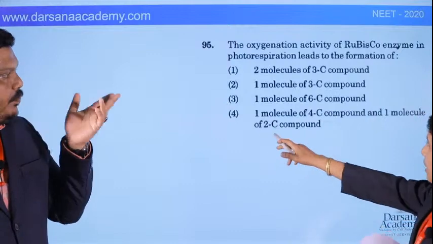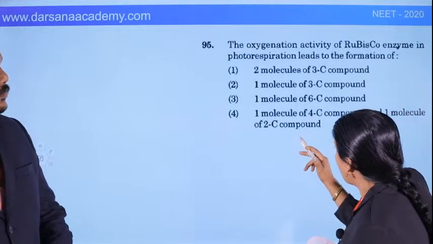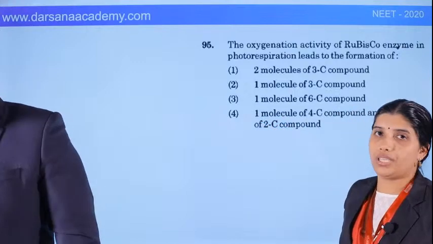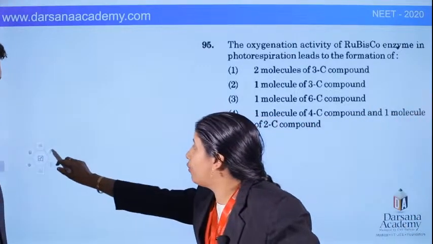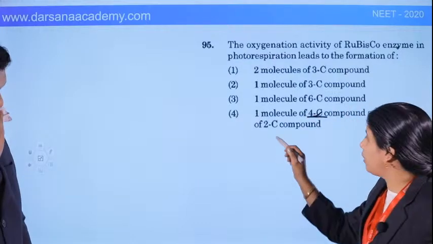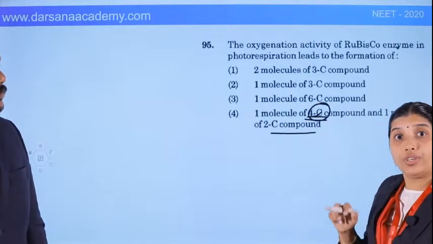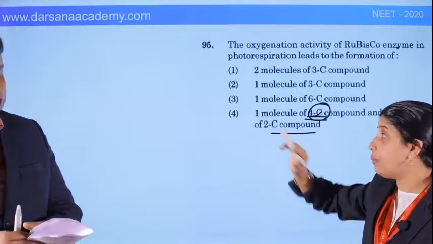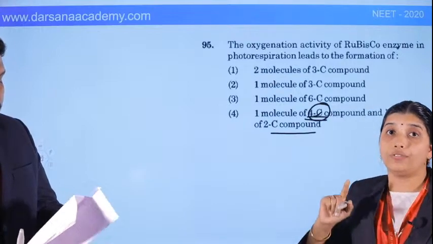Here in this question, the options are very confusing. Here a 2-carbon compound is given, and if 2-carbon is given, then we feel confusion. Therefore, we will first bubble this aside. But which is the most correct? A 4-carbon compound is also given in the options. This 4-carbon is not correct. A 2-carbon compound, yes, phosphoglycolate is correct, but this 4-carbon is not correct. There is no option of 2 molecules of 3-carbon. That is never the case. One molecule of 2-carbon and one molecule of 3-carbon is formed.